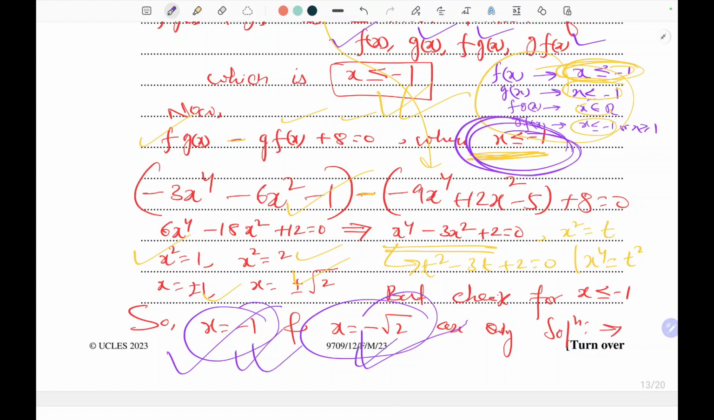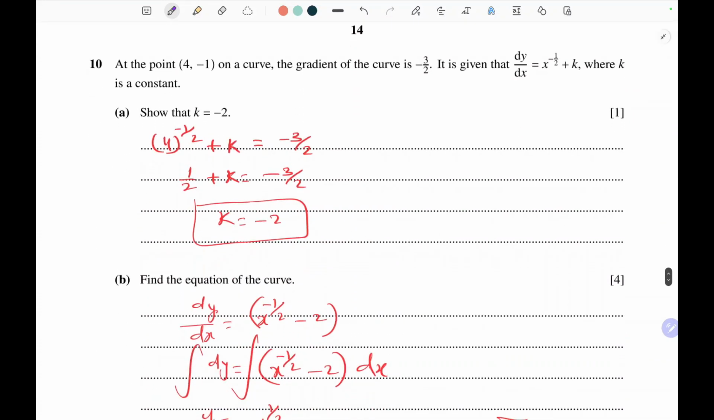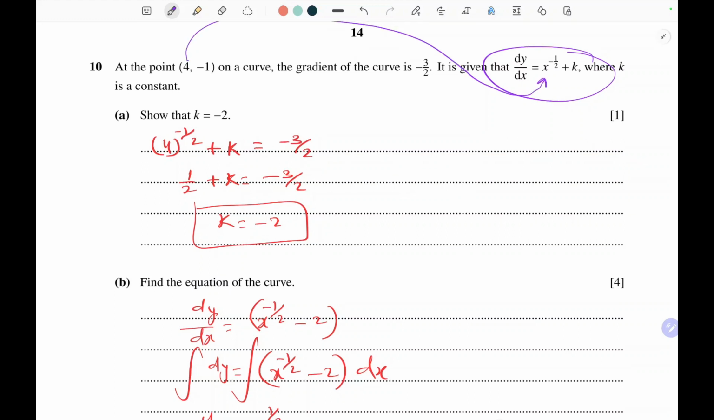So only these two will be our answer. At the point (4, -1) on the curve, the gradient is given, and dy/dx is also given. Show them. Okay, that's fine. This is your gradient itself. So dy/dx is already given. So put x equal to 4 here.